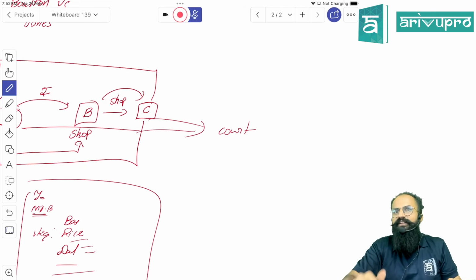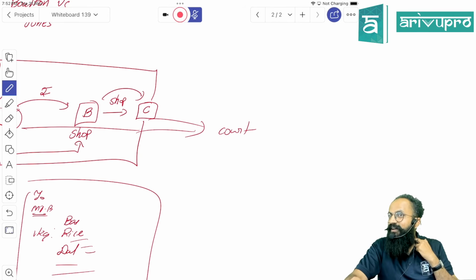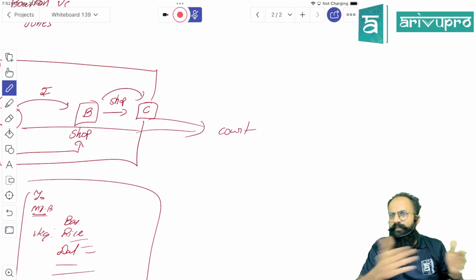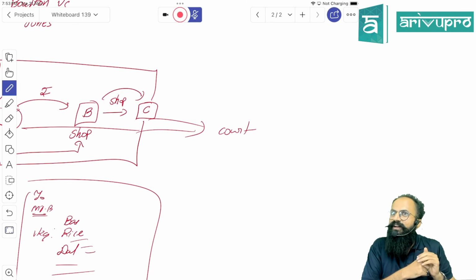Okay, why will A win? Because he paid to the company, not to the person. It doesn't matter who's at the helm of the management. It is the company who has to give him the goods. Now the company only sent it, no? C is the management of the particular thing. He is sending it, but it doesn't matter. He has paid the company.